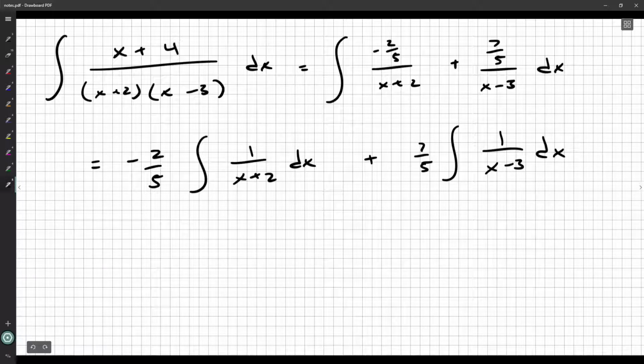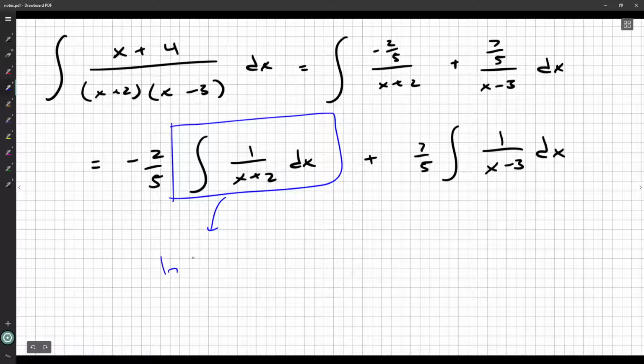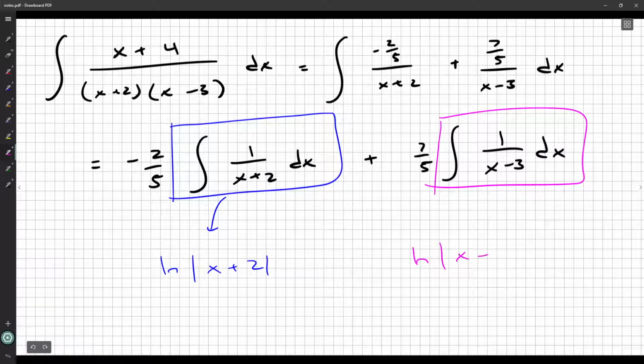Okay, and now we can integrate these. So if we need to go slow, we can do a substitution to integrate this to ln absolute value of x plus 2. And we can integrate this to ln absolute value of x minus 3.